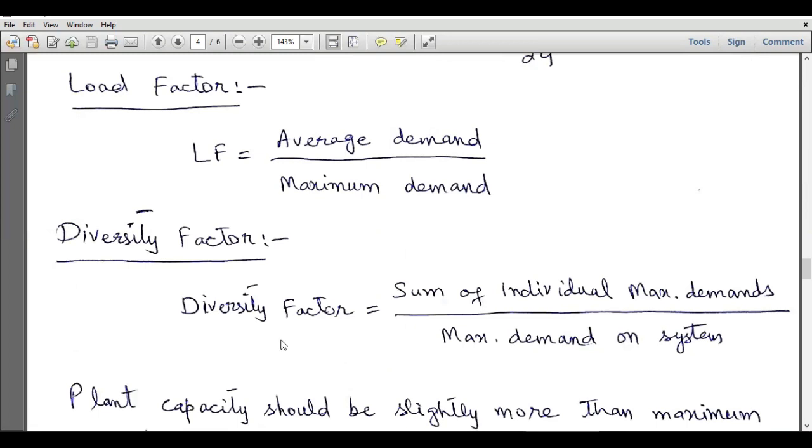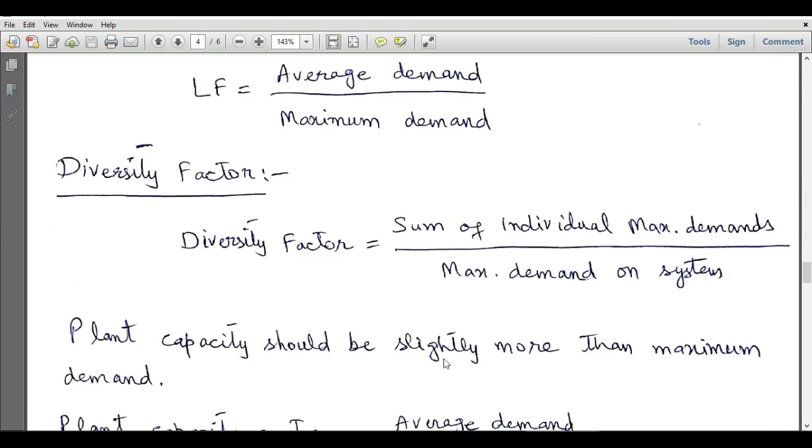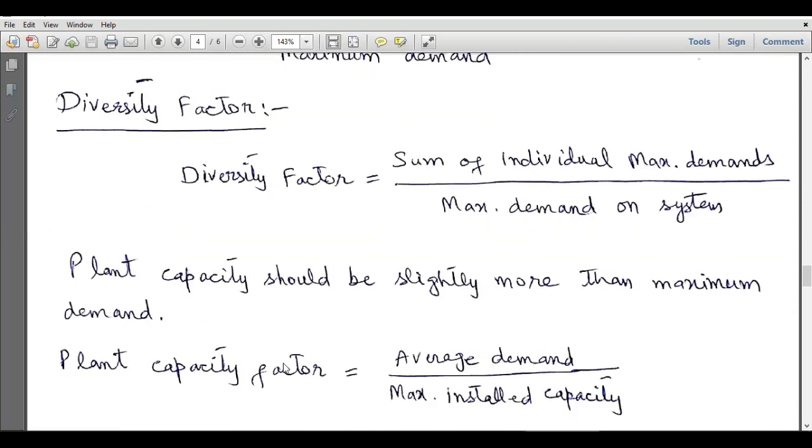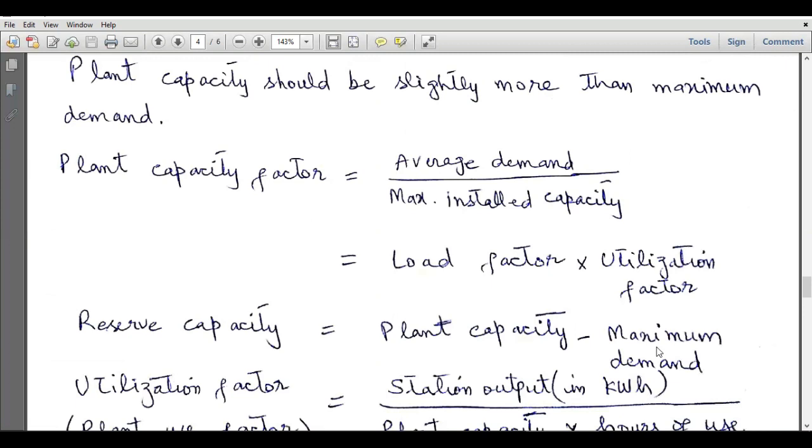And the next thing is diversity factor. Diversity factor is the ratio of sum of individual maximum demands to maximum demand on system. Plant capacity should be slightly more than the maximum demand, and plant capacity factor is the ratio of average demand to maximum installed capacity, and this is also equal to load factor multiplied by the utilization factor. And we have another important term which is called reserve capacity. Reserve capacity is equal to plant capacity minus the maximum demand.